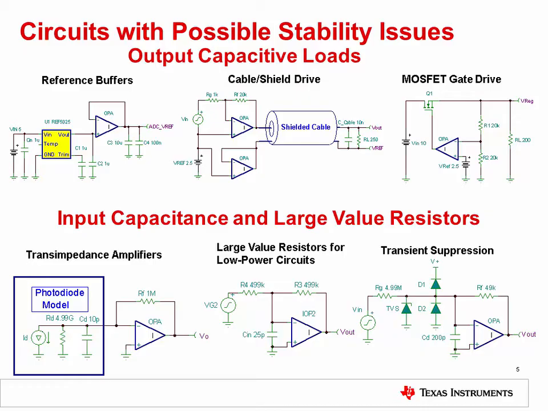The second group of circuits disturb the feedback network of the amplifier circuit due to interaction between the input capacitance and large value feedback resistors used in the circuit. Common examples of these circuits include transimpedance amplifiers, circuits designed for low power operation, and circuits that feature transient protection elements on the inverting input.